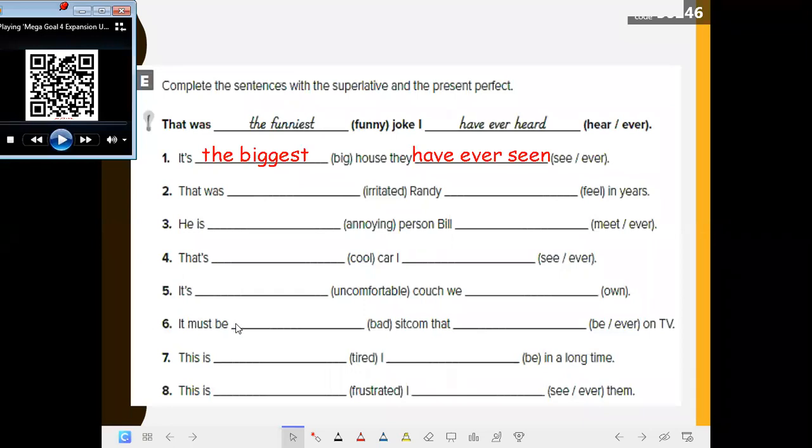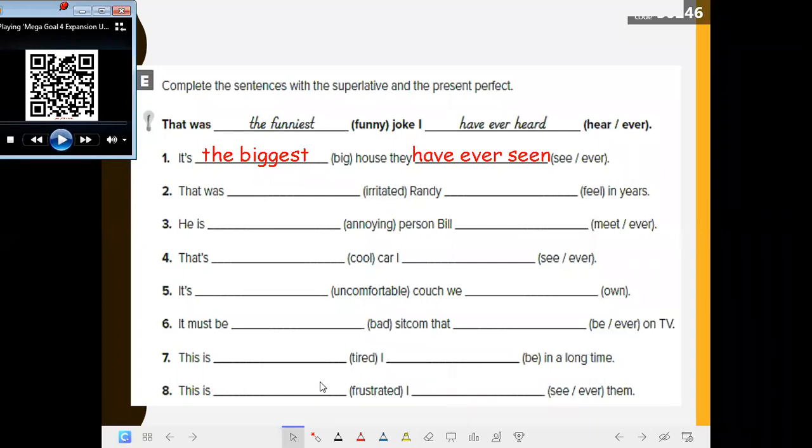Okay. Laith, I want you to read number two and give me the answer. Okay. That was irritated Randy feel in years. طيب irritated حاطيها superlative اللي حتصير the most irritated. Excellent. Because it's short or long? Short, Mr. لا، لأنها long. لا هي long معلش مش short.